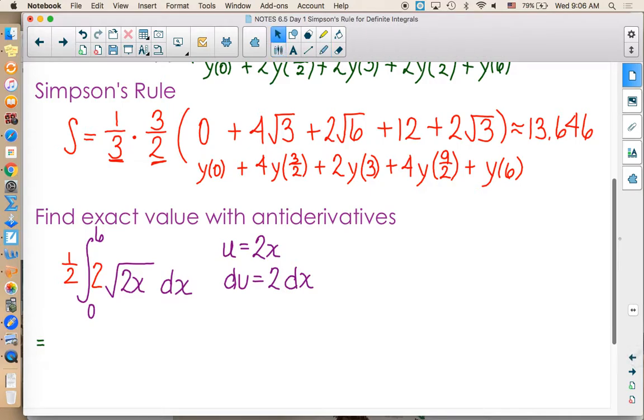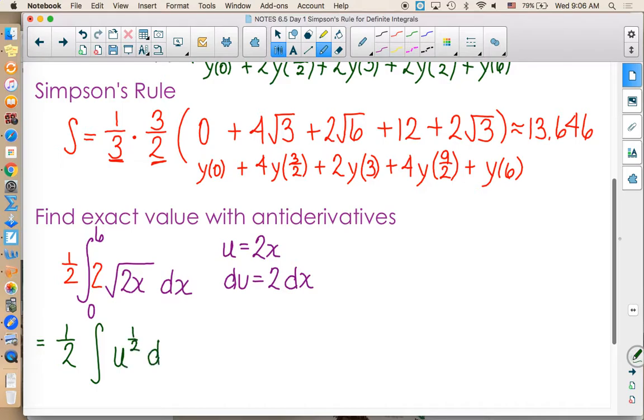When I switch to u's and I actually substitute, so please don't skip steps, when I actually substitute and switch my integral over to u's, and this will become u to the 1/2 du, I want to switch my bounds over as well. I'm not doing 0 to 6 anymore because I'm not using x's. So now that I'm using u's, twice u, the value of 0 is 0, twice an x value of 6 is 12, so in u terms I'm doing 0 to 12.